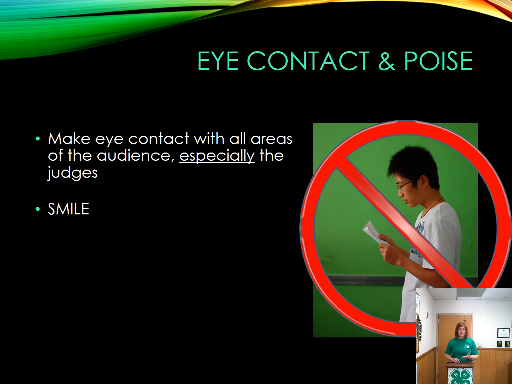Smile. Okay, we know we should smile, but sometimes when people get nervous, they forget to smile. They may even make a mean face or a sad face. Don't do that. Concentrate on smiling if it's appropriate. Now, if you're speaking about something sad in a speech, then of course you don't want to smile. But most of the time, you should be smiling. And if you think about smiling and to keep smiling, it'll actually keep you from getting more nervous.